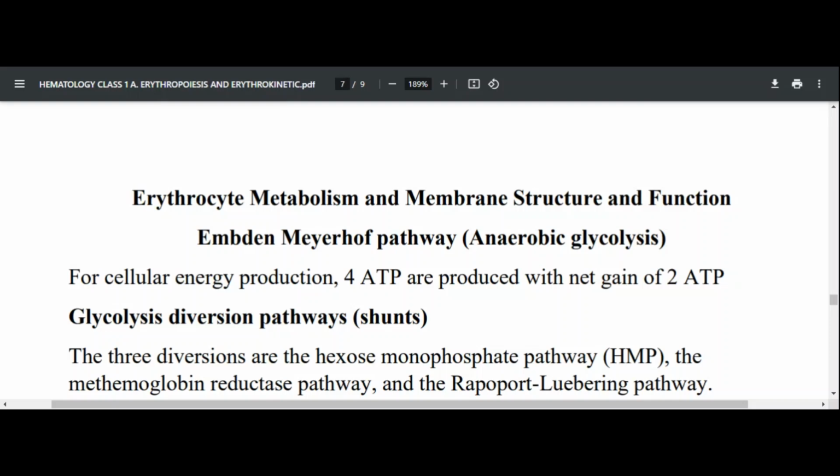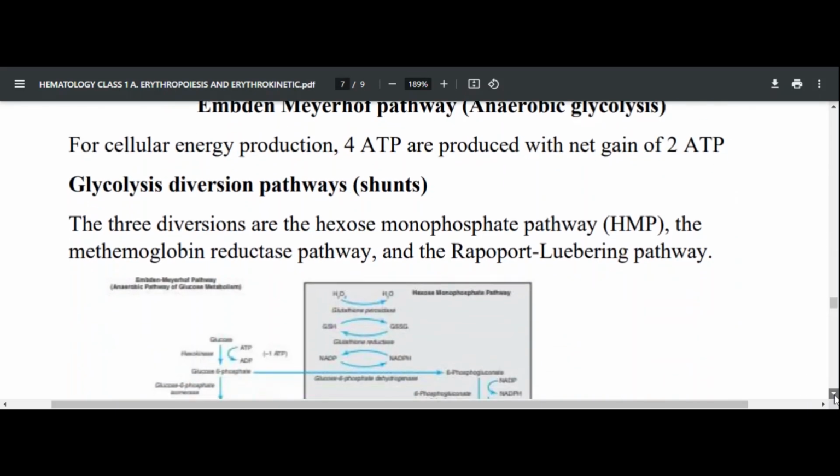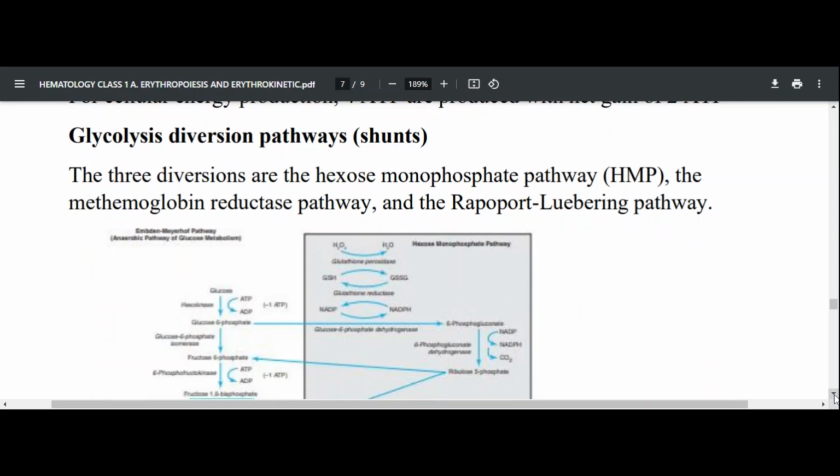Diversion pathways are very useful for RBC metabolism and red blood cell survival, because RBCs need diversion pathways to survive. So we are going to look at those diversion pathways and how important they are to the RBCs. In fact, we have 3 main diversion pathways. Diversion is like diverting from the original pathway, like switching to another new pathway from the main or mother pathway. So that is diversion in this case.